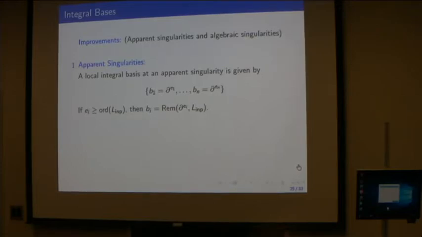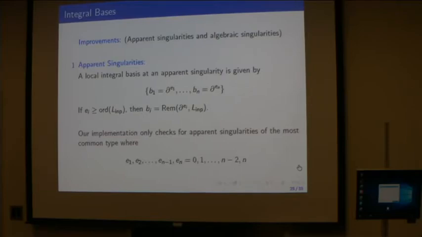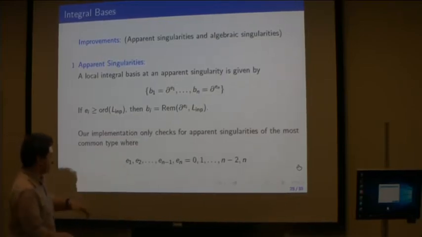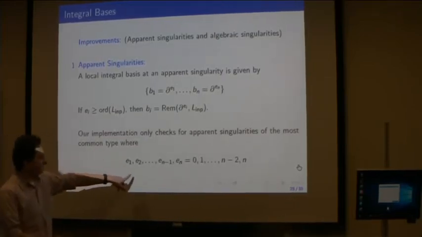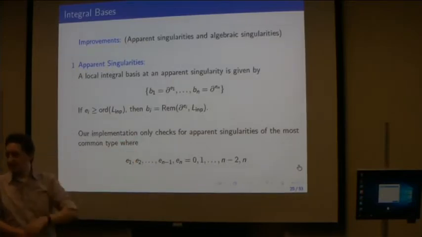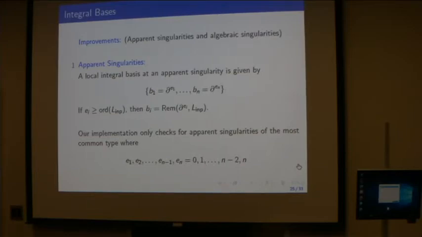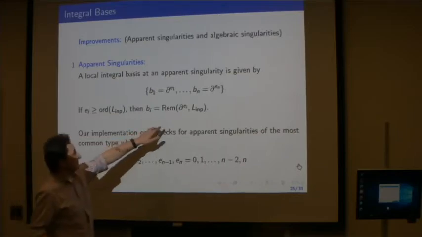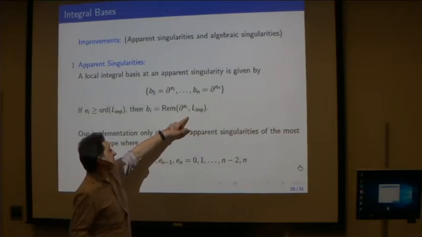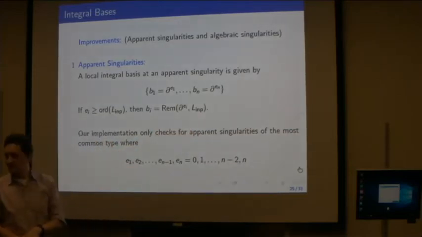So if our algorithm encounters an apparent singularity of the most common type, then it simply uses this formula. It does not compute local integral bases, so this saves time. Excuse me, what does R_m mean? It is the remainder of d to the e1 over L input. Oh, you mean the division. Yeah.